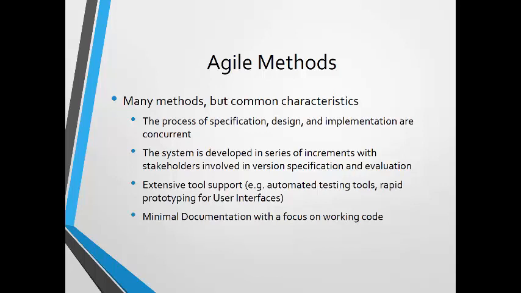Some of the common characteristics: the process of specification, design, and implementation end up happening concurrently. The system's developed in a series of increments with stakeholders involved in version, specification, and evaluation. There's extensive tool support, for example, automated testing tools, rapid prototyping for user interfaces, and minimal documentation with a focus on working code. We can contrast Agile development with plan-driven development.